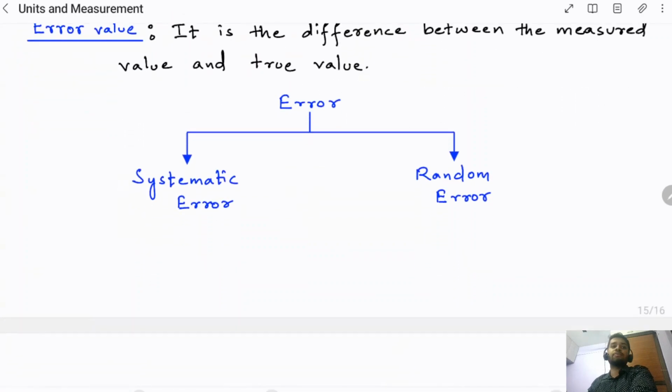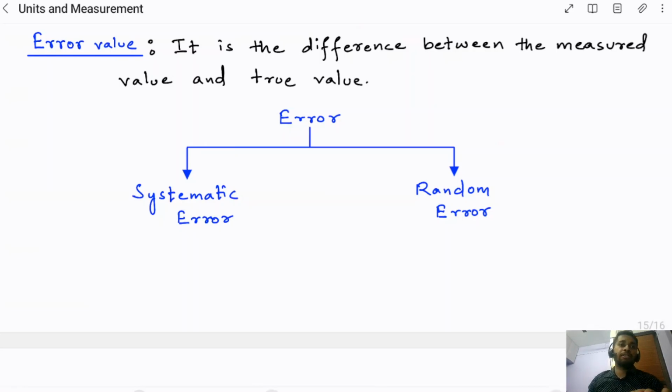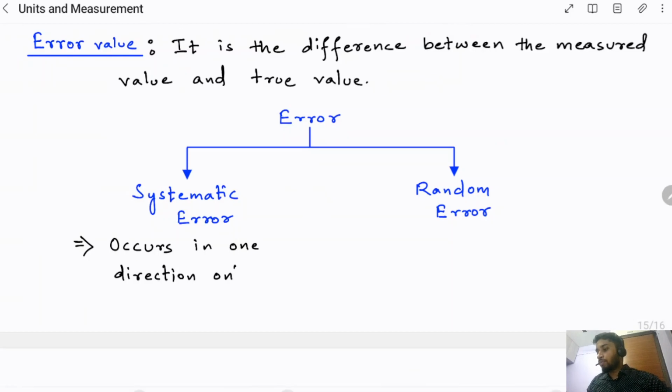Now let us understand the difference between systematic error and random error. Systematic error occurs in one direction only. What does this mean, that one direction only? What it means is systematic error is either always positive error or always negative error.